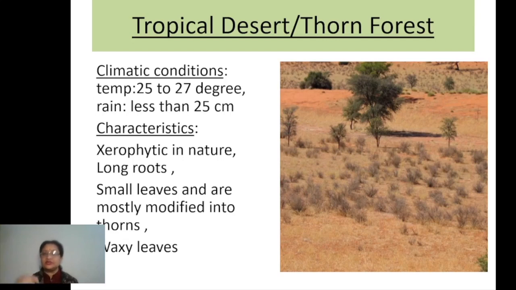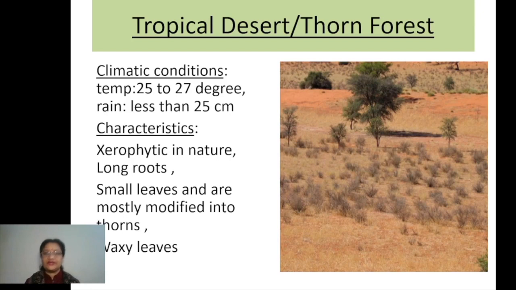In search of water, they go deep inside the soil. So that is number one. Number two, these vegetations have small leaves, and in most cases you'll find these leaves are modified into thorns. The small leaves have changed into small thorns. So these are a few other modifications.